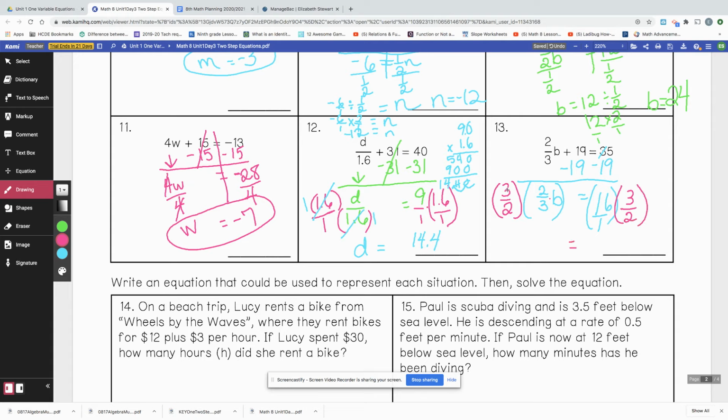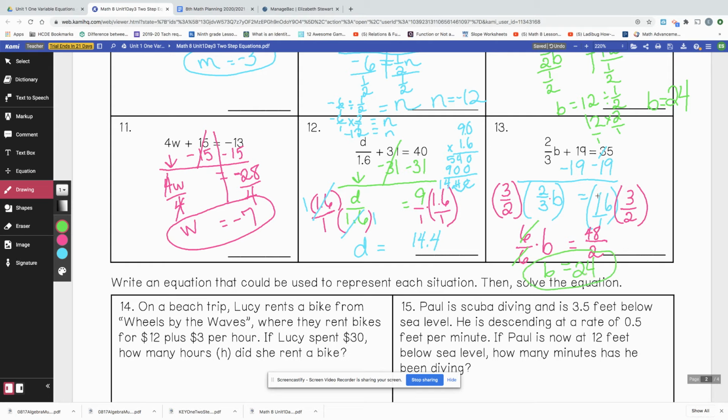Take a look at this. 3 times 2 is 6. 2 times 3 is 6. Still have that B there. On the right side, I have 16 times 3 divided by 1 times 2. 16 times 3 is 48. Divided by 1 times 2. 6 divided by 6 will leave me with that 1B. 48 divided by 2 is 24. So B is equal to 24.